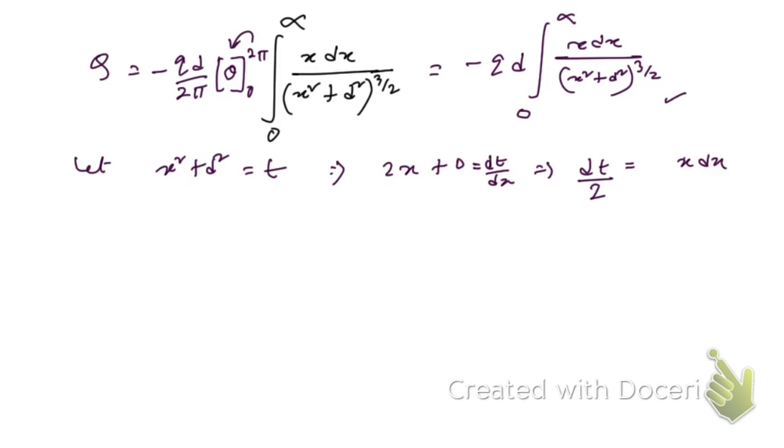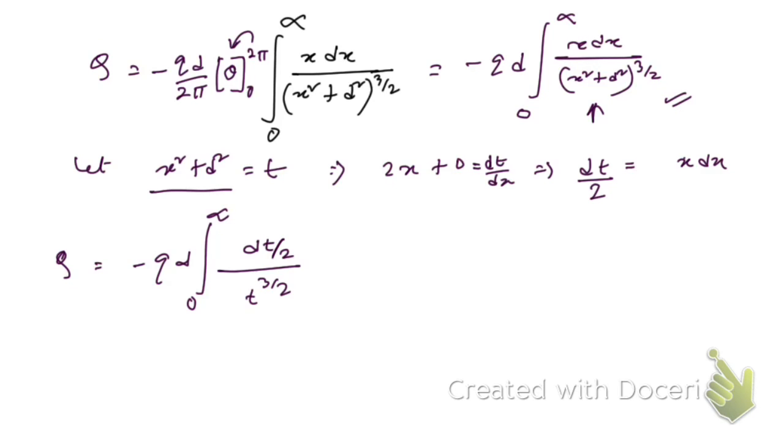So that's why this term will be equal to minus qd, right? Minus qd integration 0 to infinity, x dx will be replaced by dt by 2, and this term is going to be replaced by t to the power 3 by 2, as x square plus d square is equal to t, we have considered it that way. So half can be taken out, qd by 2 integration 0 to infinity, and here we're going to have 1 by t to the power 3 by 2 dt, so it can be considered as t to the power minus 3 by 2.